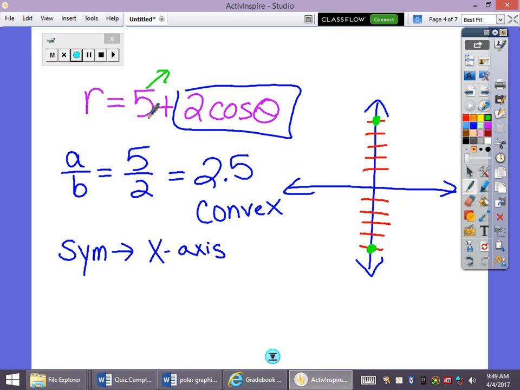Okay? Can someone tell me the highest value ratio that cosine can be? Guys, unit circle. 1. The highest it can be is 1. So if I replace this with 1, that is 5 plus 2, which is 7. So my max is 7. What is the lowest cosine can be?